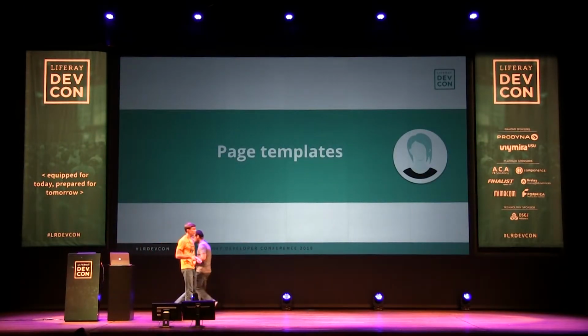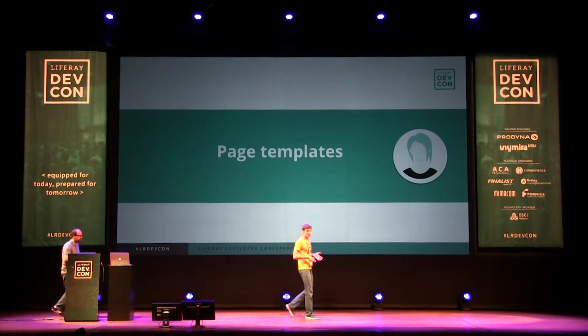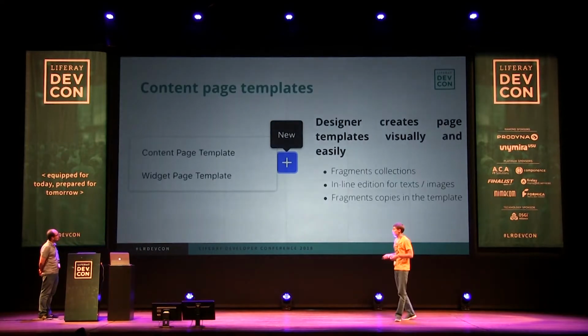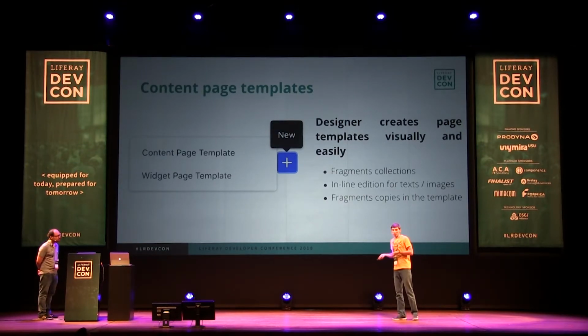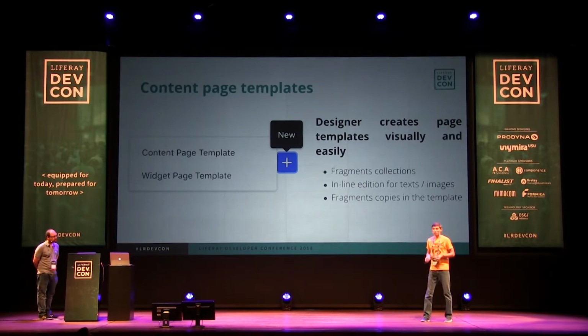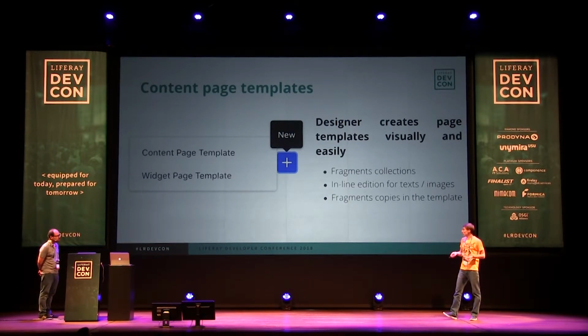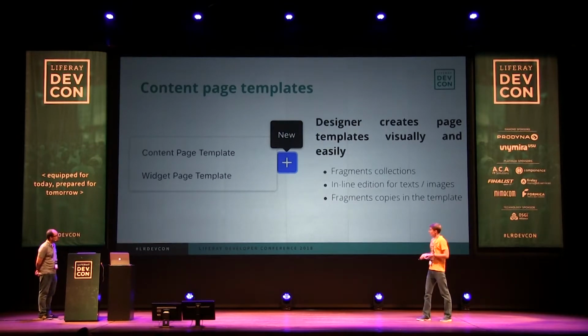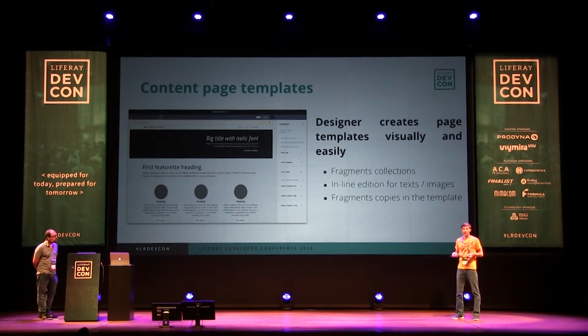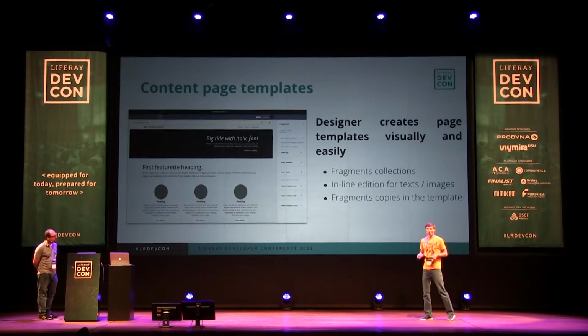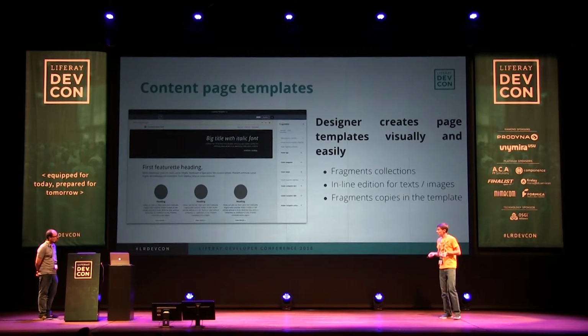And now we're going to pass through the second part of the story, creation of new page templates by our designer. In Liferay 7.1, we have two types of page templates: widget page templates, which are well-known page templates from the previous versions, and content page templates, the new ones. The designer is able to create new page templates easily and very visually using predefined fragment collections, editing inline texts and images. The important detail here is that all the fragments on the page templates are copies of the fragment's code. So any changes in the fragment code do not affect the page template directly, but it's possible to propagate these changes using the propagation interface as shown before.